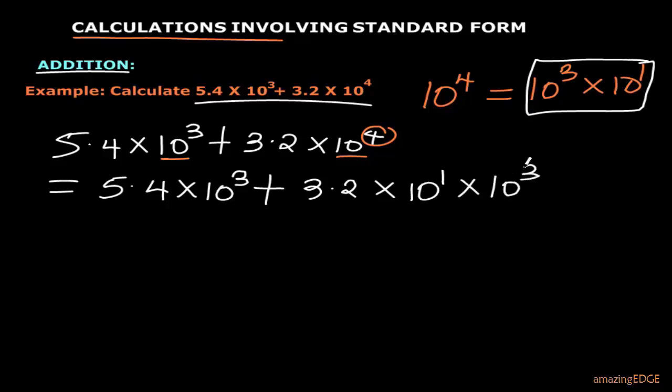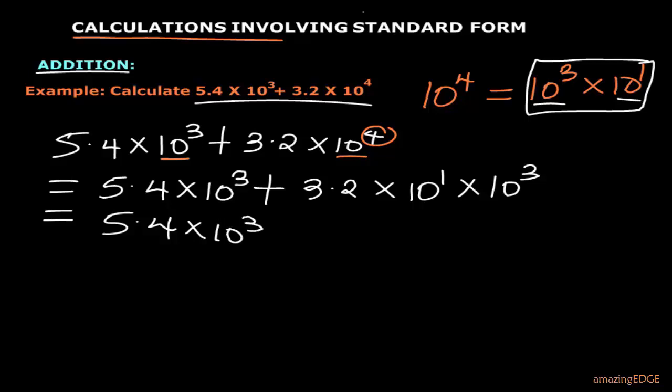They are the same thing. If you write 10 raised to power 3 first, before you write 10 raised to power 1, it's still the same thing as writing 10 raised to power 1 first, before 10 raised to power 3. They're all the same because we are in a multiplication. So, here I have 5.4 times 10 cubed.